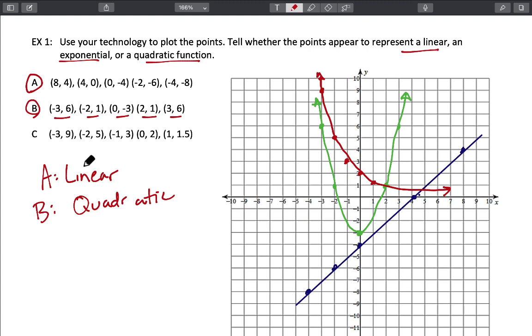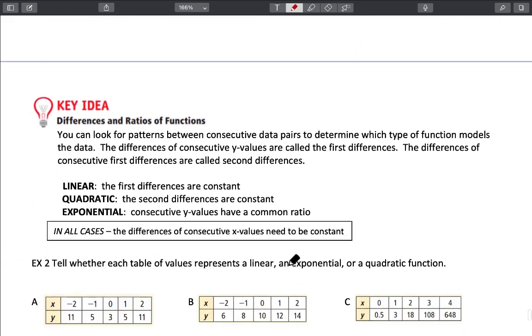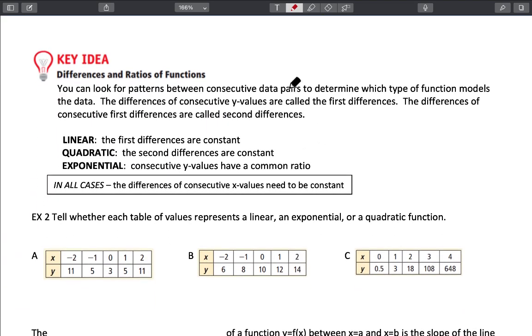All right, finally for letter C, we graphed the points (-3, 9), (-2, 5), (-1, 3), (0, 2), and (1, 1.5). We can see that that's decreasing at a pretty steep rate and then tapering off, and that's going to be exponential decay, or in other words, just an exponential function. So being able to graph your data, whether you're using technology or just graphing it by hand, and taking a look at the shape of that data, the trend of what's happening there, will lead us to what type of function we're looking at.